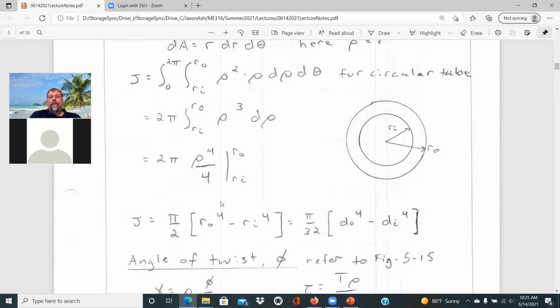And then remember, this is the outer radius. And so if we put in the outer diameter divided by 2 and make that substitution, 2 to the power of 4: 2 times 2 is 4, times another 2 is 8, times another 2 is 16. And that 16 times another 2 would give us 32. And so the 32 would be in the denominator: pi over 32 times the outer diameter to the 4th minus the inner diameter to the 4th.